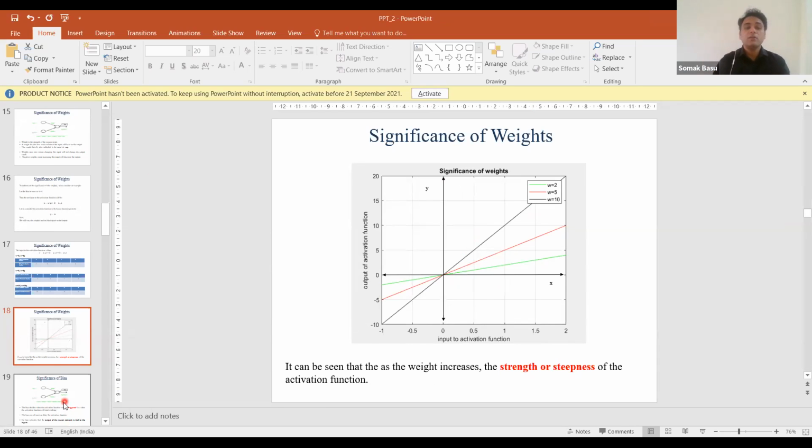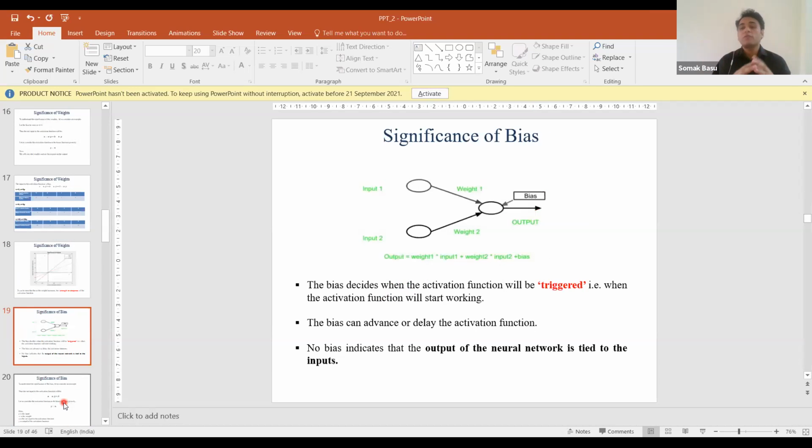Now we'll try to understand what is the significance of the bias. What happens if you change the bias? I just told you these are the different inputs to the neuron. These are the weights associated with the inputs, and there is something called a bias. What is this bias now? I'll just give you one small example. Let us have a very small example.